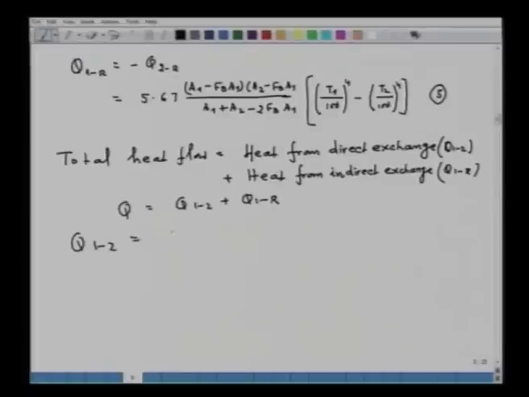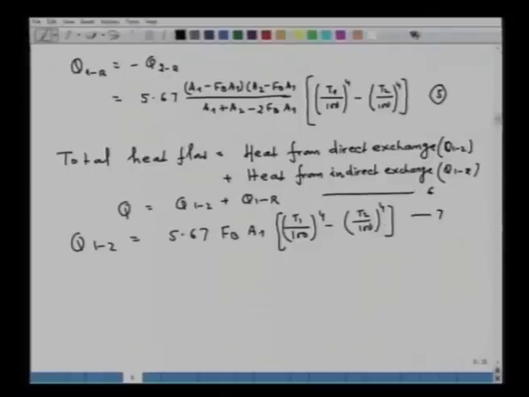Q1 to 2 is equal to 5.67 FB A1 (T1 upon 100)^4 minus (T2 upon 100)^4. Let me call this expression number 6, and this expression number 7. Now, if I add 5, 6 and 7, I will get the total amount of heat.